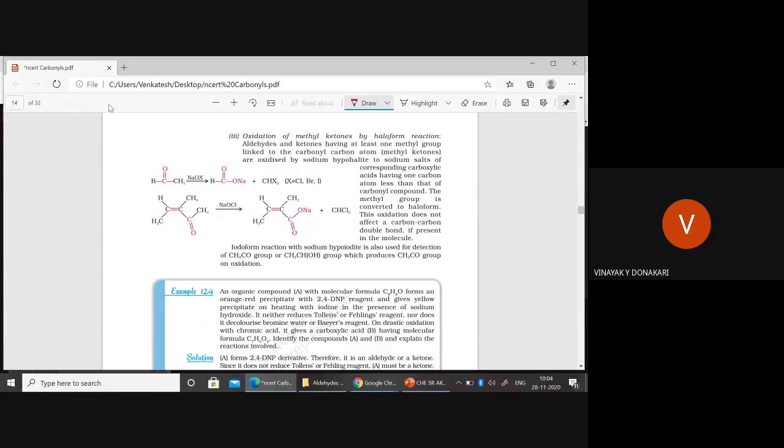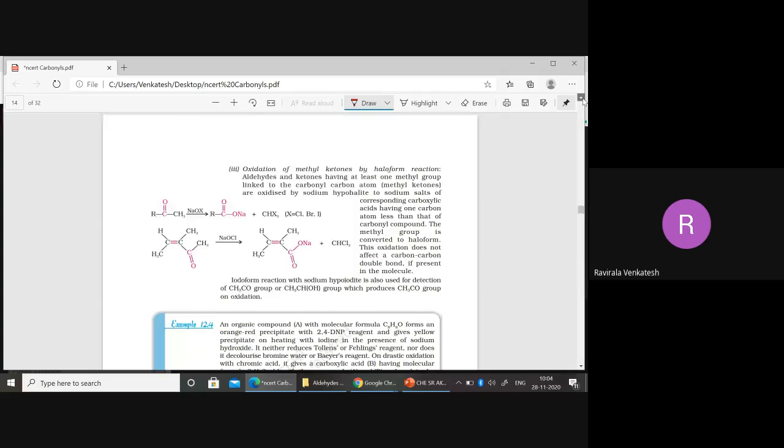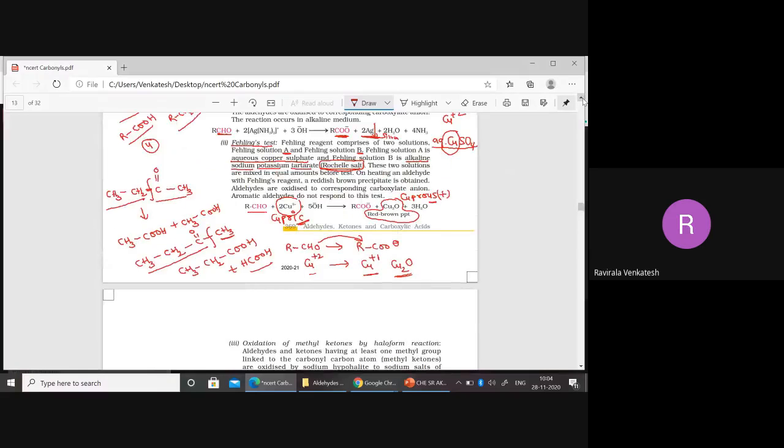Aromatic compounds will not respond to Fehling's test, no? There are aromatic aldehydes that do not give the test. That is not in the syllabus, so leave this one. Okay, aromatic aldehydes do not give that one. For example, I will take benzaldehyde. Even though it is an aldehyde, it does not give the Tollen's test.